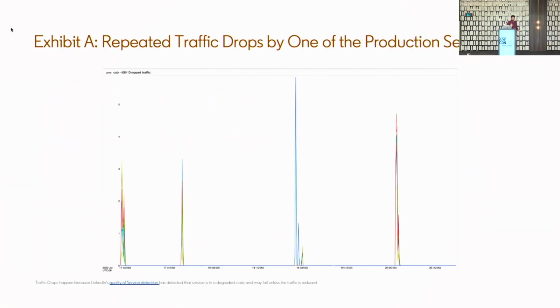Let's take some examples. Here is one exhibit of an issue that happens. Inside LinkedIn, we have something known as service state detectors, which take a look at how the service metrics are behaving in terms of CPU, memory, GC. Just for context, the majority of our production is written in Java, so you will hear a lot about GC.